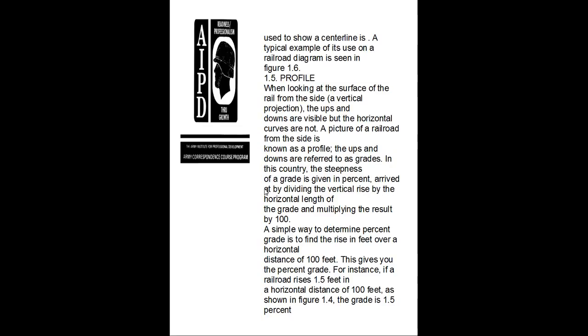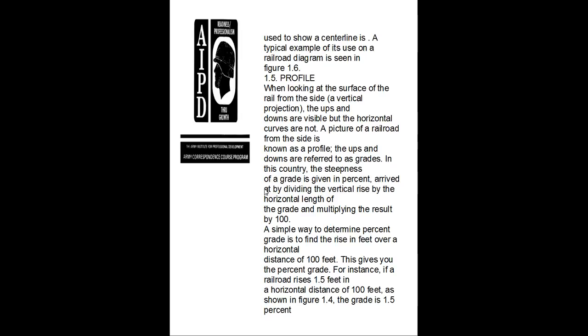To show the center line, a typical example is used on the railroad diagram seen in Figure 1.3. This is a profile, looking at the surface of the railroad from the side as a vertical projection. The ups and downs are visible, but horizontal curvatures are not. A picture of the railroad from the side is known as a profile.